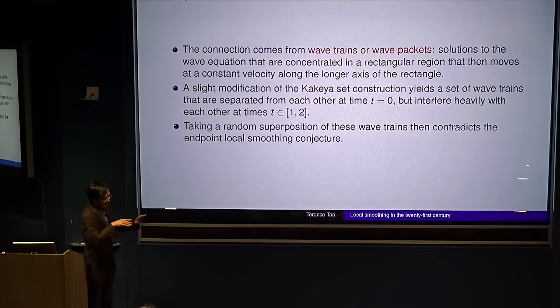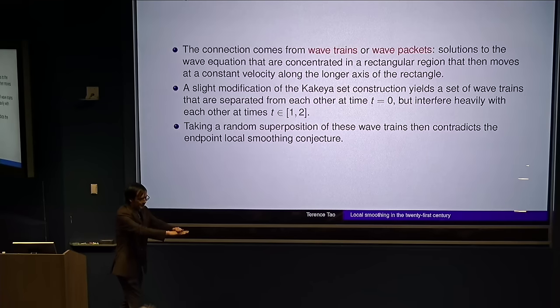Using these Kakeya sets, it's possible to get a whole bunch of wave trains, which initially at time zero are very far apart from each other, very spatially separated. But as they move, they slide into this Kakeya set, where they all overlap with each other very heavily. And they overlap for quite a long period of time. So it's not like these focusing examples where there's an instant where they focus and then they spread out. These trains take a long time to pass through the Kakeya set. So there's a long period of time for which they are concentrated.